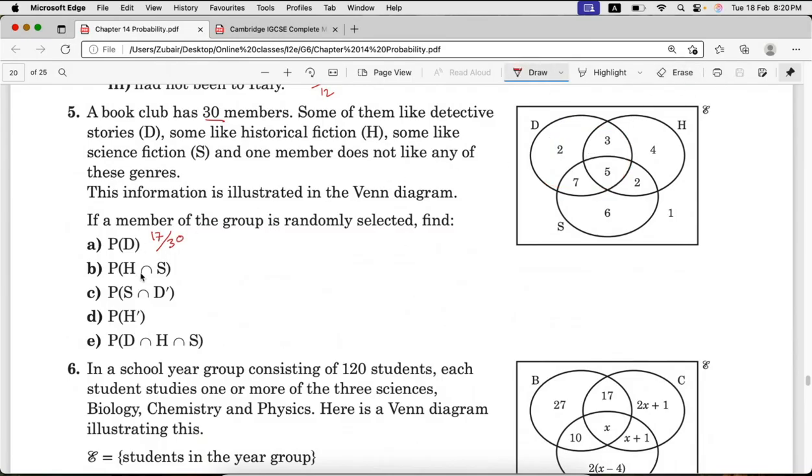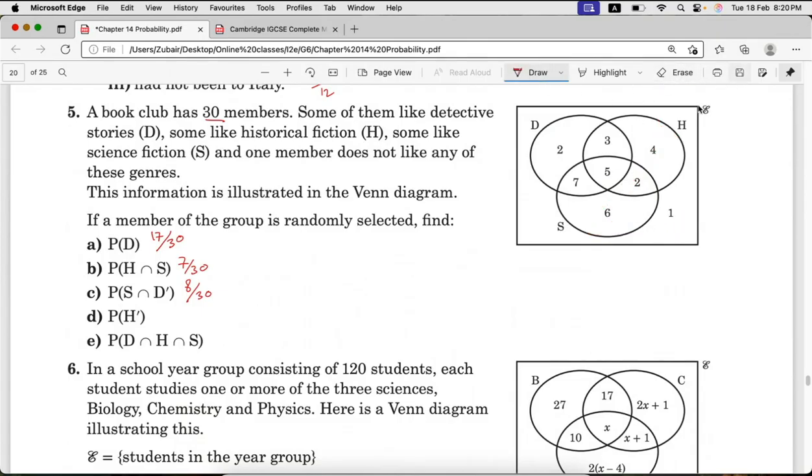Now, probability, the intersection of H and S. This is H, this is S, intersection is 5 and 2. That is 7 by total. Then it says probability of S intersection D complement. So D complement is everything outside D, and the common part with this is these two, 6 and 2. So that's 8 by 30.